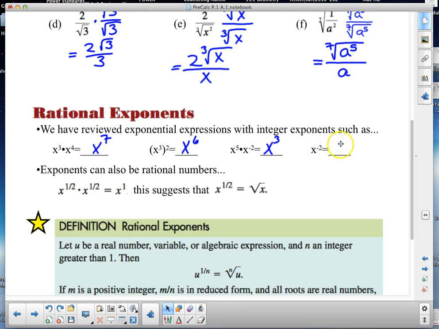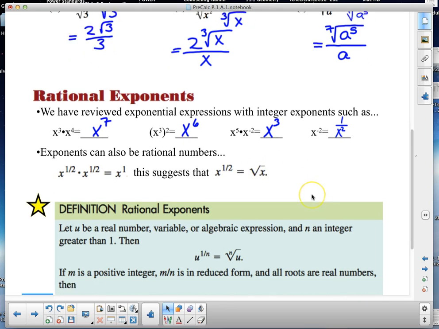And x to the negative 2 is the same as writing 1 over x squared. Exponents can also be rational numbers. x to the 1/2 power times x to the 1/2 power is equal to x to the first power. This suggests that x to the 1/2 is equal to the square root of x.